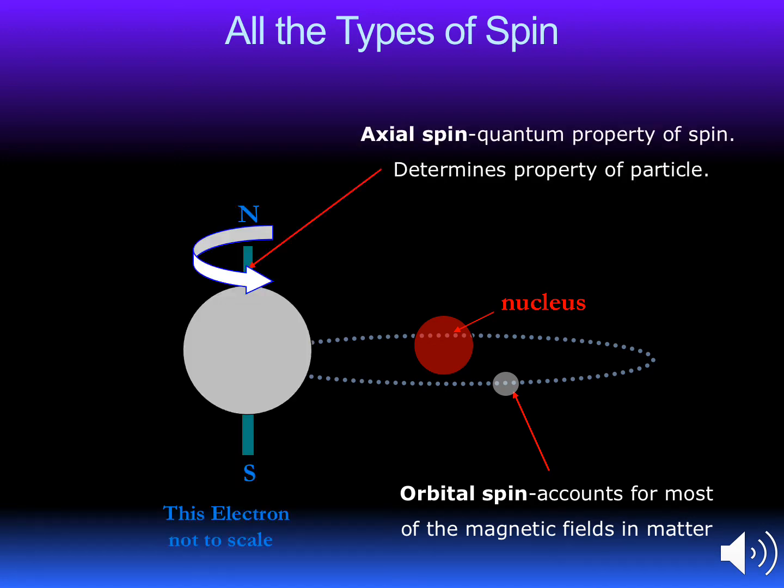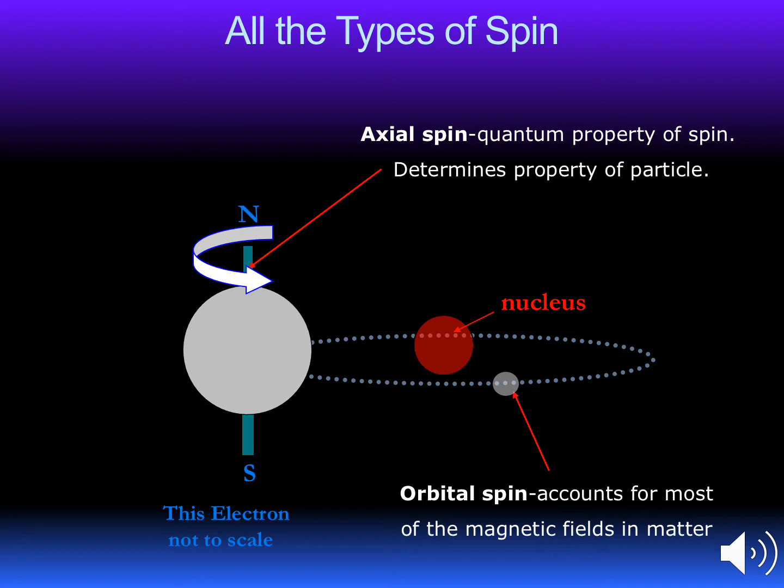The next one, and in this case we'll see another electron shown much larger so that we can show the types of spin in more detail. The first one is where the electron spins around its axis, and we'll call this axial spin, and this is the quantum property of spin. And this spin creates a magnetic dipole. The magnetic dipole is where you have a north pole and a south pole. And magnetic poles always come in pairs.